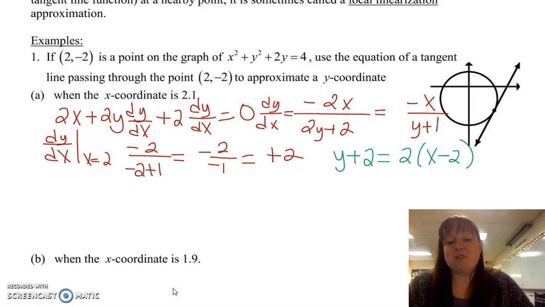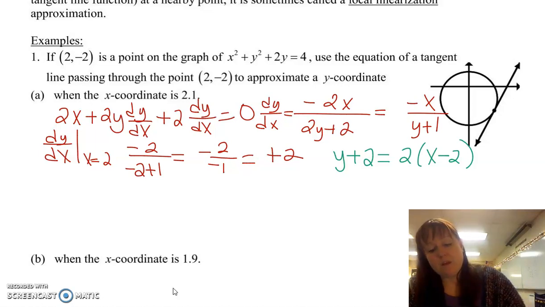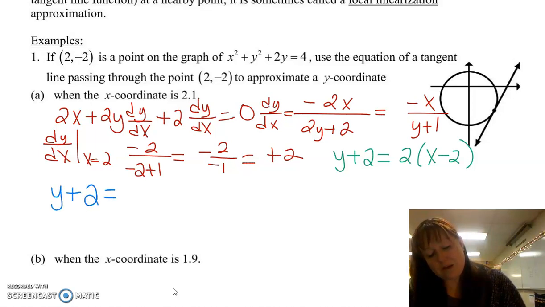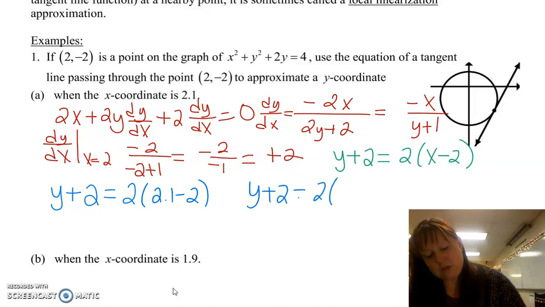So if I evaluate the tangent line, that would tell me pretty close to what the value of the circle is at that point. So let's plug in x equals 2.1 to our tangent line. What is the value of our tangent line when x equals 2.1? Ooh, that was crazy. Okay. 2.1 minus 2. So y plus 2 equals 2 times 0.1.